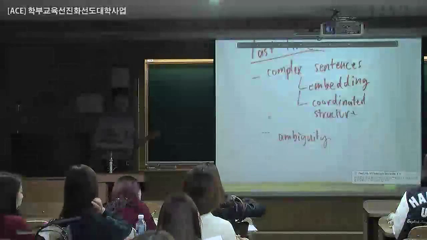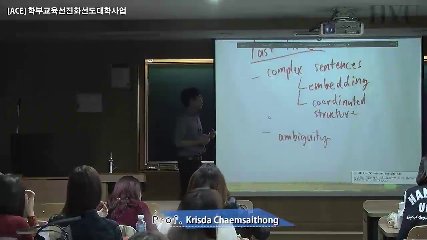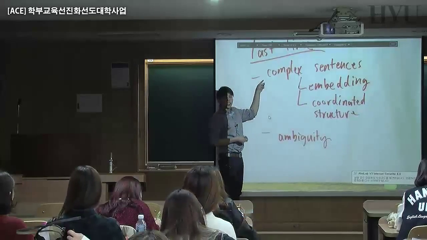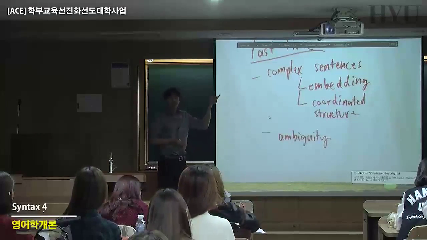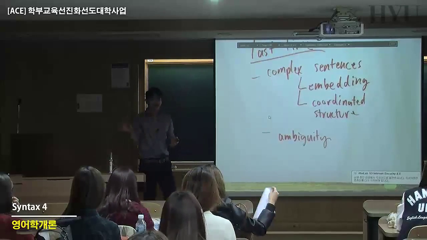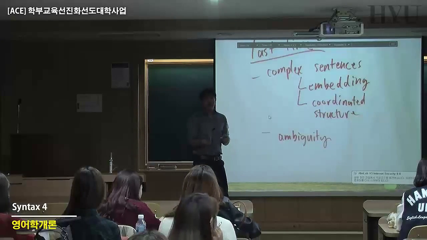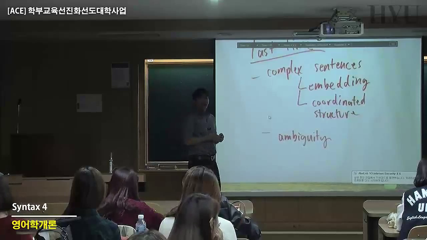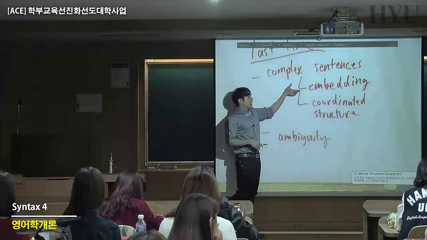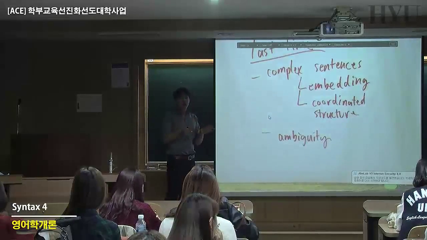So today we'll continue where we left off last time, okay? Last time we talked about two main things. First, complex sentences. We know that a simple sentence consists of a noun phrase and a verb phrase. But in every language we know, we have ways to make sentences more complex, principally by embedding another S within one major S.